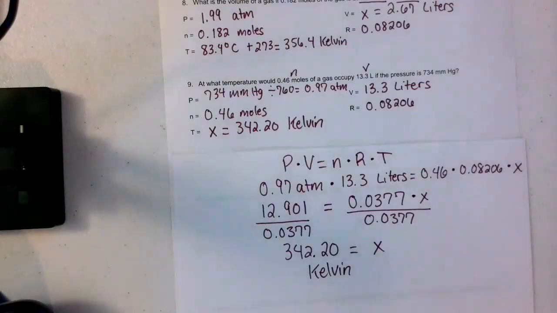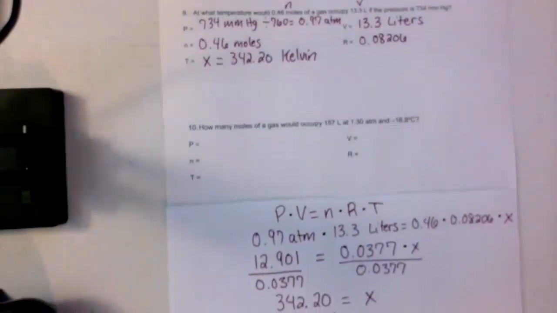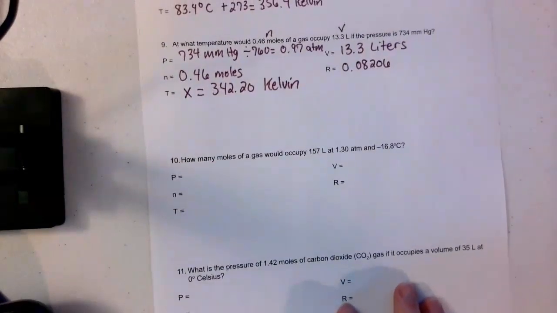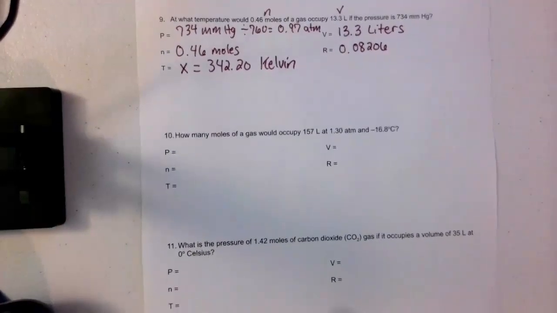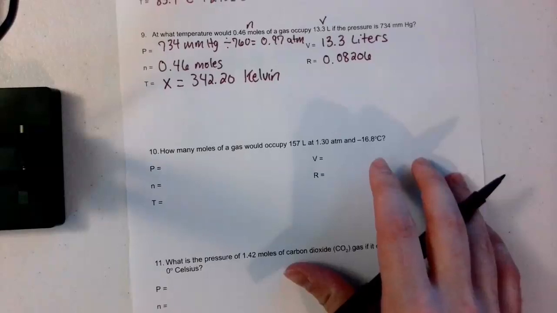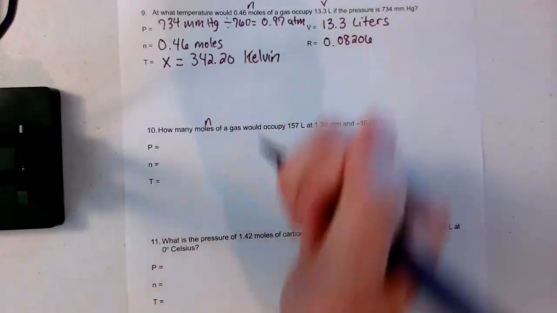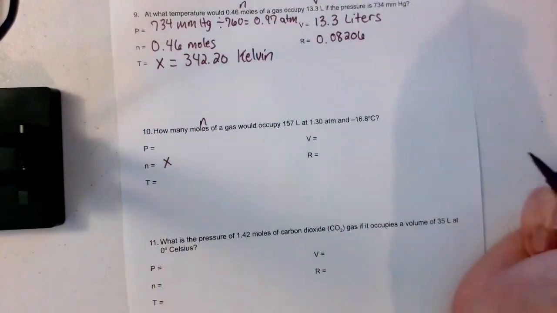Alright, so now let's move on to the next one. The next question, number 10. Alright, so it says, how many moles of a gas would occupy 157 liters at 1.30 atmospheres at negative 16.8 degrees Celsius? Alright, so let's read this question again. It says, how many moles of a gas? Alright, so the moles, remember moles is N here, because it stands for number of moles. So the N is going to be X.